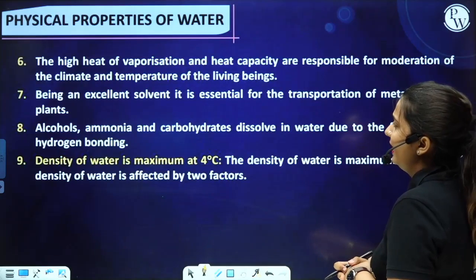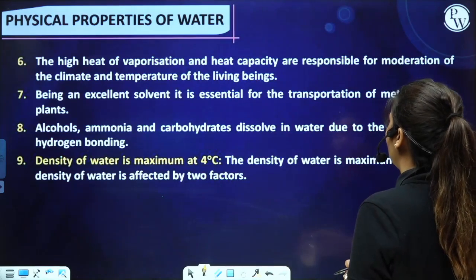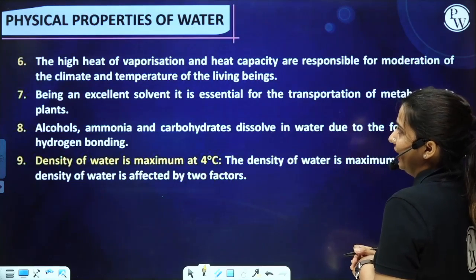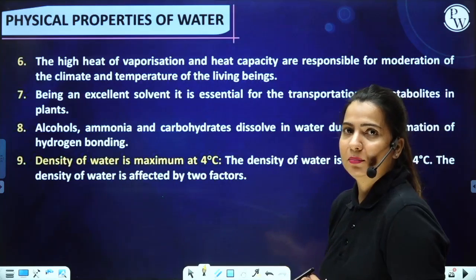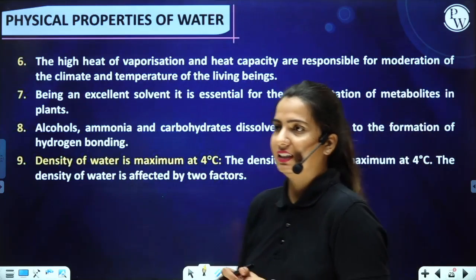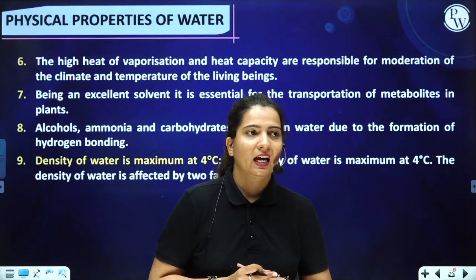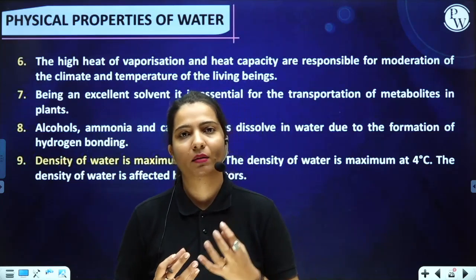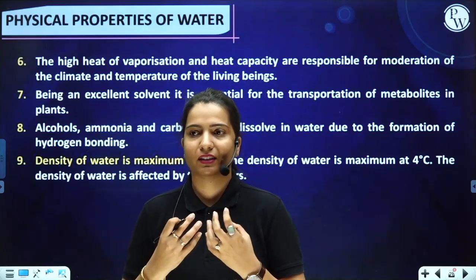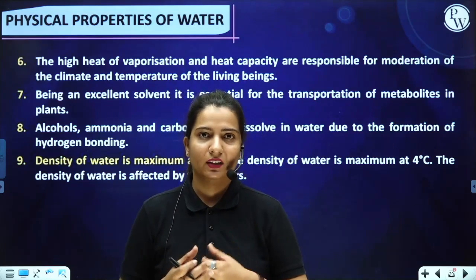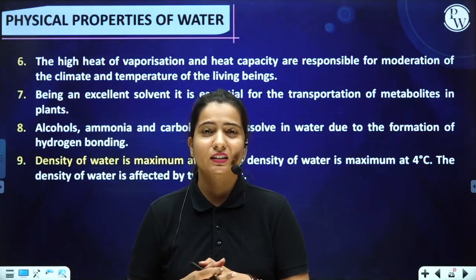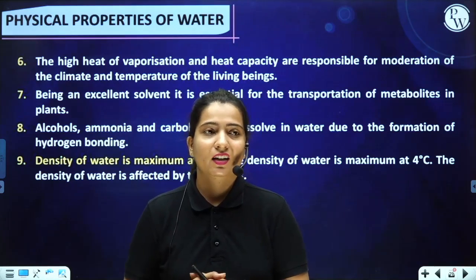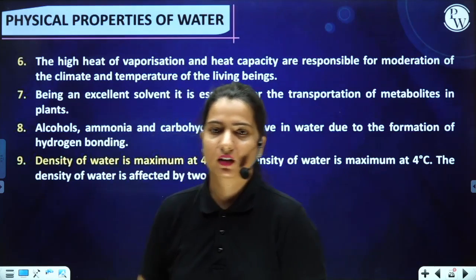High heat of vaporization and heat capacity are responsible for the moderation of the climate and temperature of living beings. Sometimes you know that the temperature is changing for the oceans and seas, so the aquatic animals sometimes feel it very difficult to breathe, okay? So if the temperature is very, very high, it becomes very difficult for the aquatic animals to breathe.